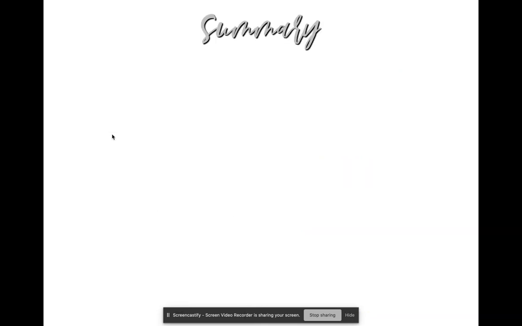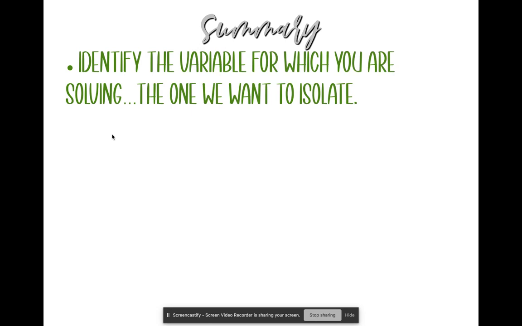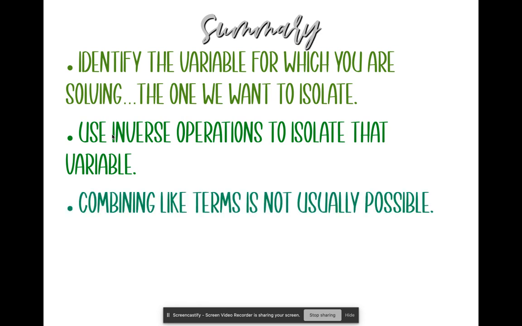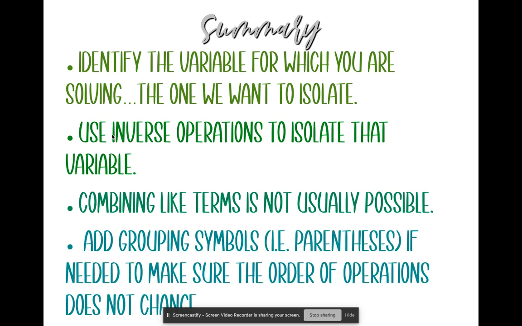So to recap what we went over today, you first need to start by identifying the variable which you are solving for. Use the inverse operation to get it alone. Usually combining like terms is not possible. And then sometimes you may need to use grouping symbols when necessary.